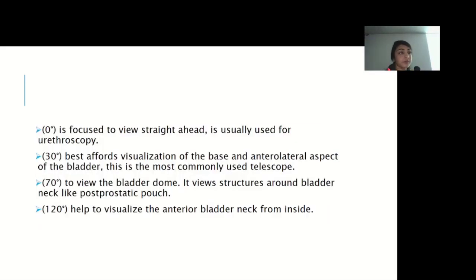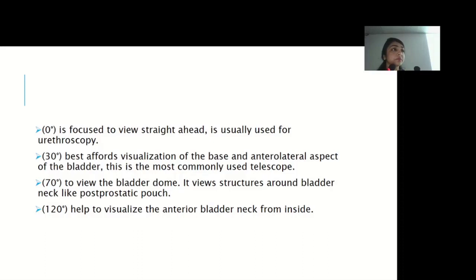But there are other lenses also. For instance, you have a 60 degree lens, and also a 45 degree lens. So you can have different kinds of lenses, but these are the lenses that are normally used. For instance, the 120 degree lens is very difficult to understand, but if you are doing a cystoscopy and want to see the roof, this will give you the advantage of seeing the roof rather than just the posterior wall or the floor.